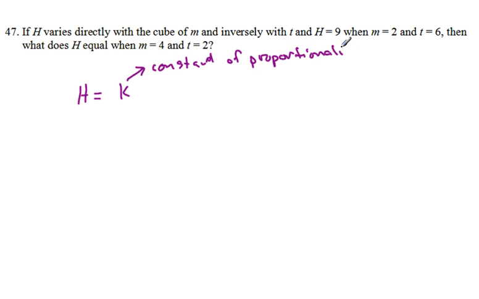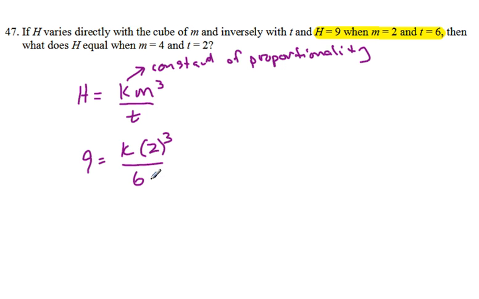So it varies directly with the cube of m, there's the cube of m, and inversely with t. Anything inverse goes in the denominator. Now the first set of information I'm given right over here is all to find k. So we're going to plug all those numbers in and we'll be able to find k. So h is 9, m is 2, and t is 6.